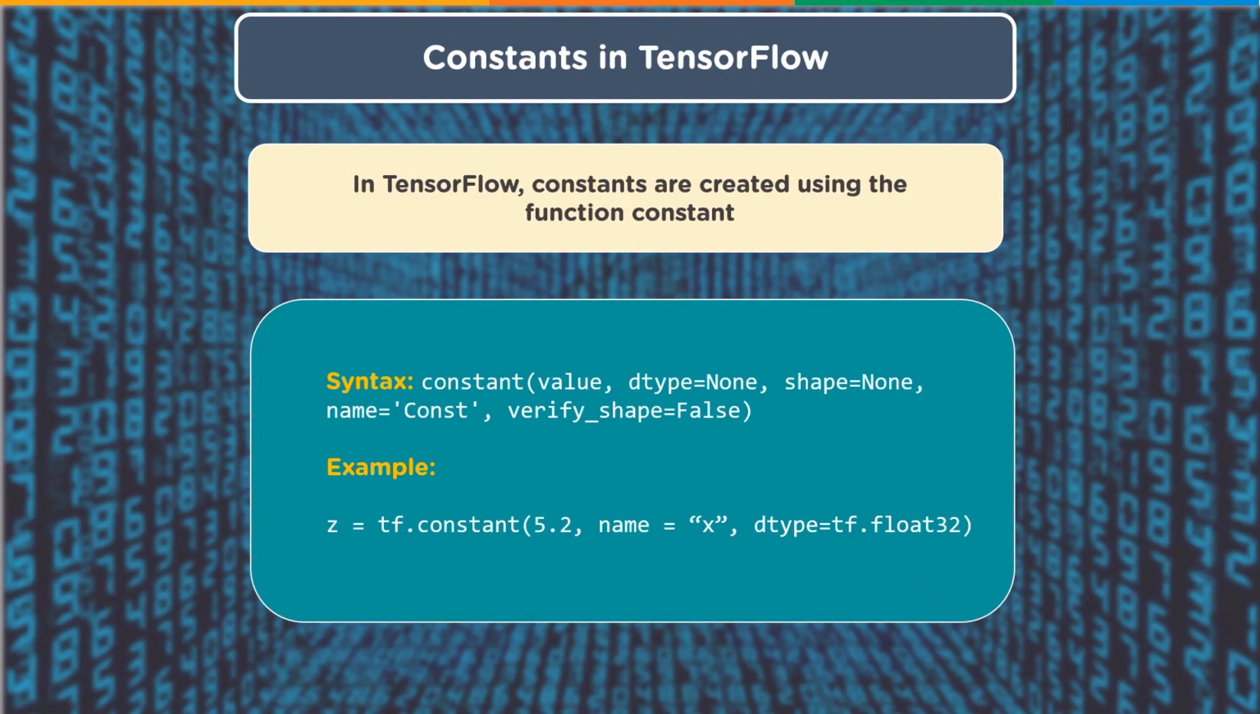So, constants in TensorFlow. In TensorFlow, constants are created using the function constant. In other words, they're going to stay static the whole time, whatever you're working with. The syntax is constant(value, dtype=None, shape=None, name='Const', verify_shape=False). That's the syntax you're looking at, and we'll explore this hands-on in more depth. You can see here we do z = tf.constant(5.2, name='x', dtype=tf.float32). That means we're never going to change that 5.2. It's going to be a constant value.